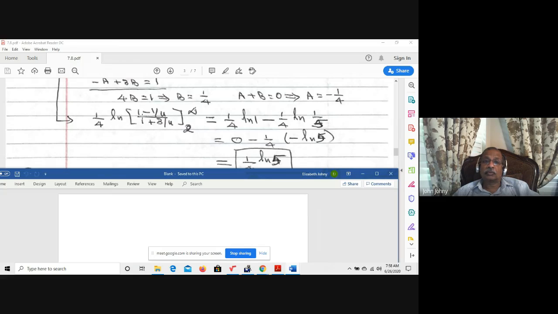So natural log of 1 over 1, natural log of 1, minus 1/4 times natural log of, you substitute u equal to 2 and simplify, you get 1 over 5. So 1 minus 1 over 2. You may use the calculator and see it.